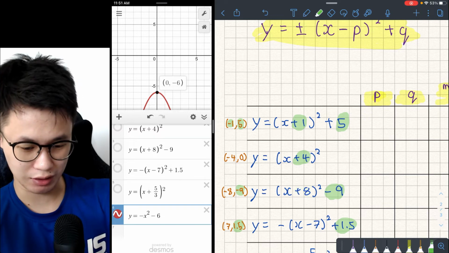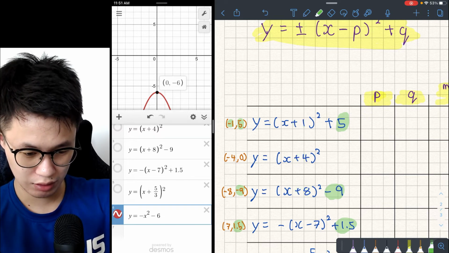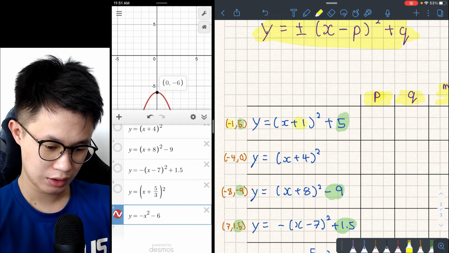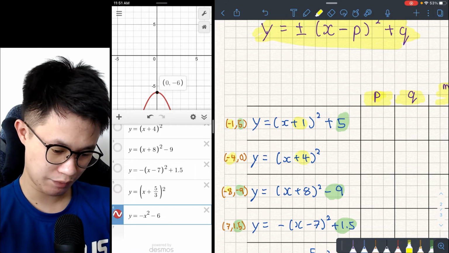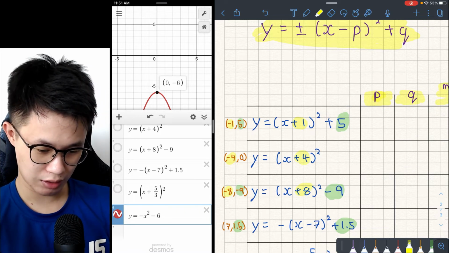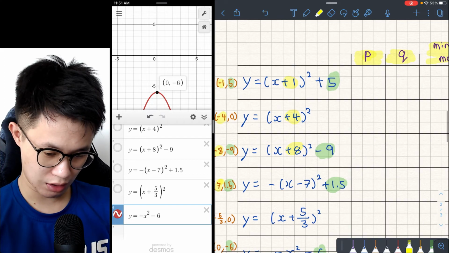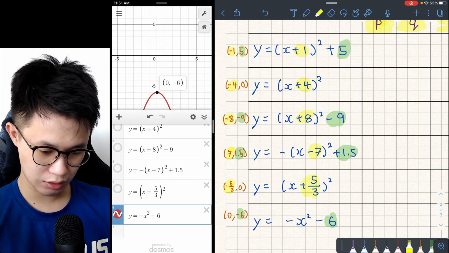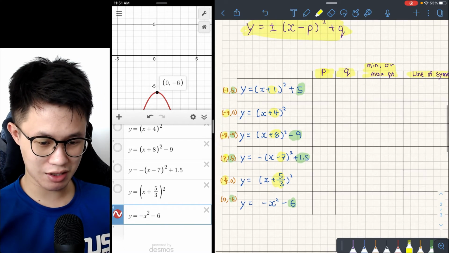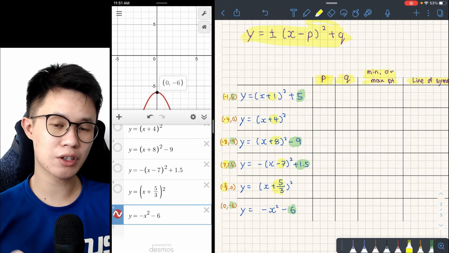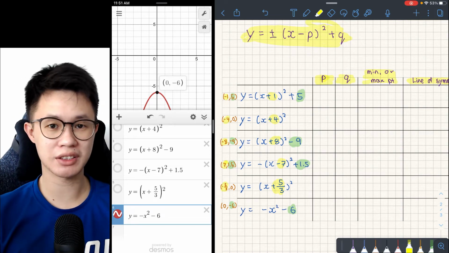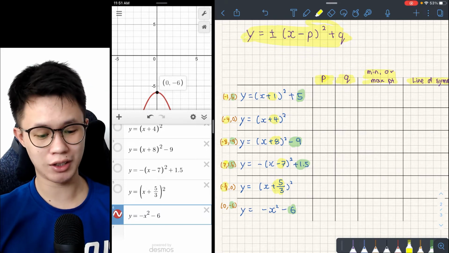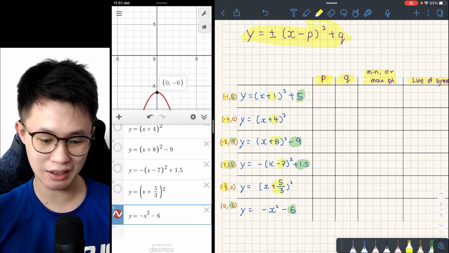Maybe I'll use a different color, then it'll be easier. Isn't this just the negative of this? This and this, this and this, this and this. It is just the negative of each other. It's pretty interesting that if you have this kind of equation, which you can derive from completing the square, you can easily derive the turning point of the graph just by looking at the equation.